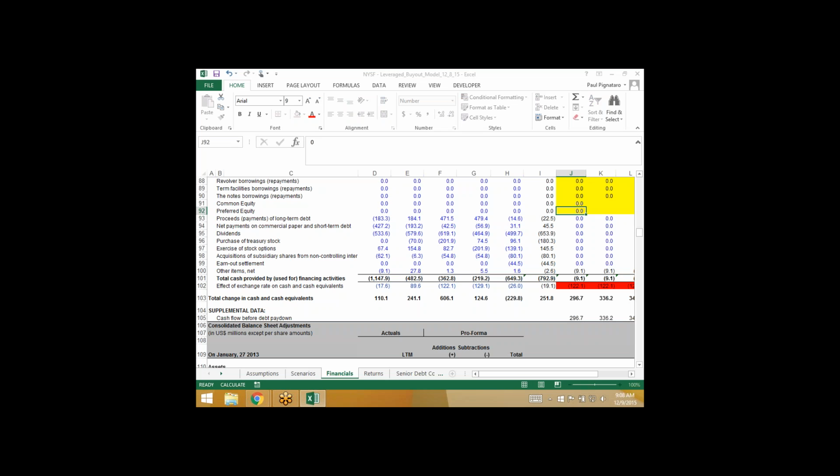So once we've done that, I want to talk about Warren Buffett's investment. Warren Buffett's investment comes in two pieces, right? There's a common equity component, and there's a preferred equity component.